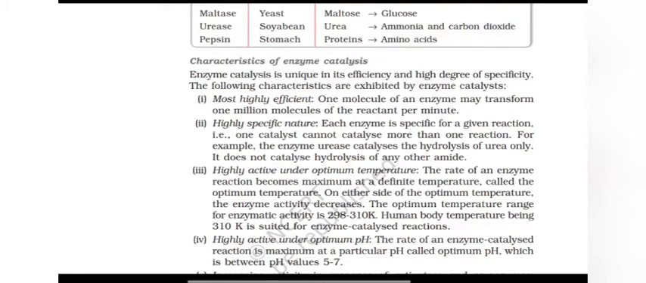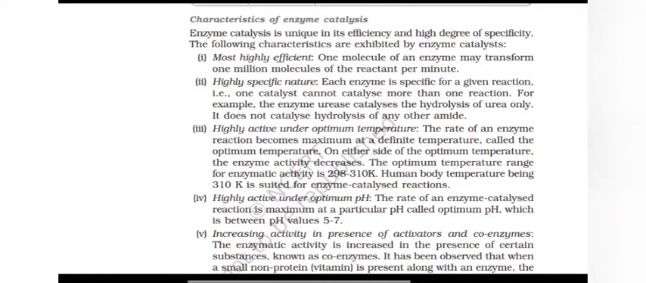Highly active under optimum temperature. The rate of an enzyme reaction becomes maximum at a definite temperature called the optimum temperature. On either side of the optimum temperature, the enzyme activity decreases. The optimum temperature range for enzymatic activity is 298 to 310 Kelvin. Human body temperature, being 310 Kelvin, is suited for enzyme catalyzed reactions.